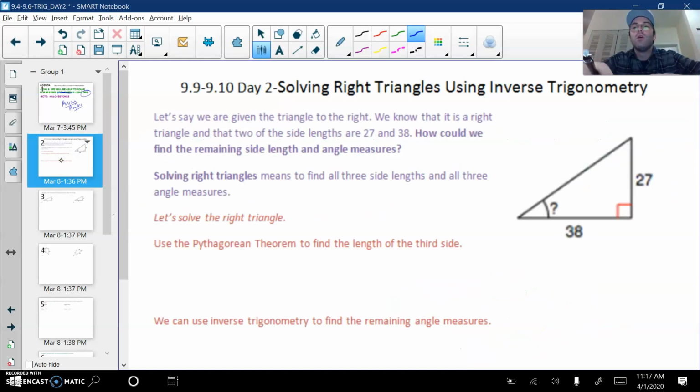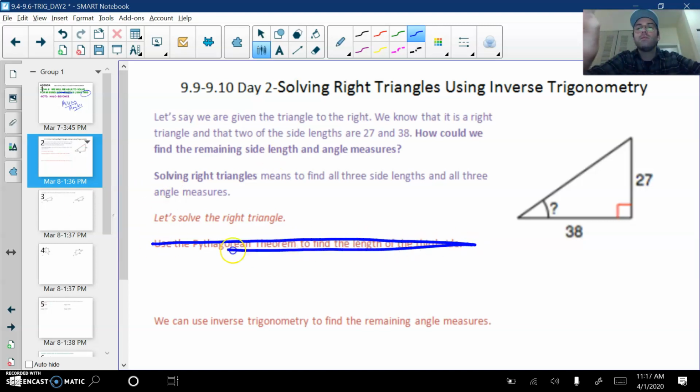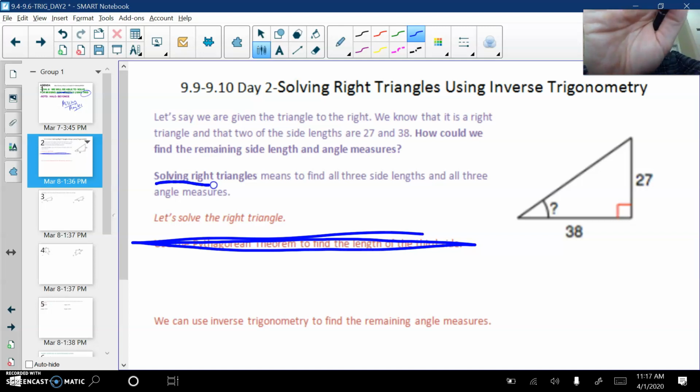We're not going to do this part. We're not going to use the Pythagorean theorem to find the length of the third side. Forget that. Let's just say we are given the triangle at the right. We know that the triangle has two side lengths of 27 and 38. How can we find the remaining third side? We know how to do that. Solving a right triangle means solve for all three sides and all three angle measures.